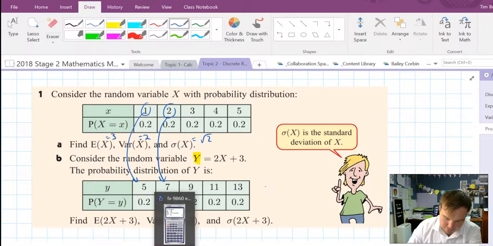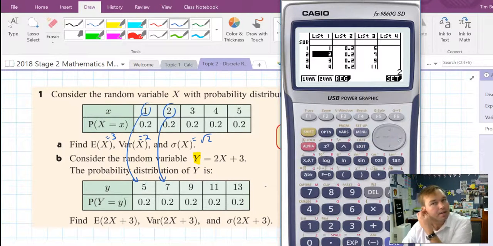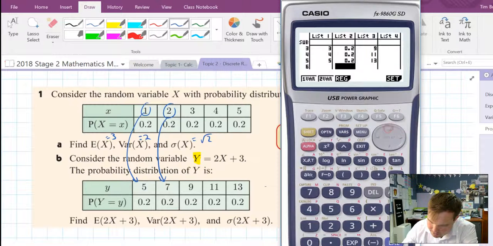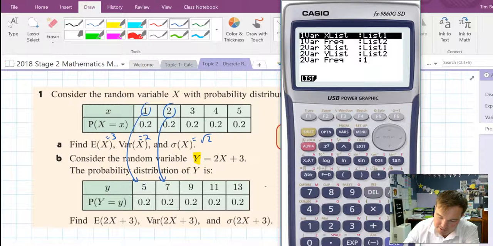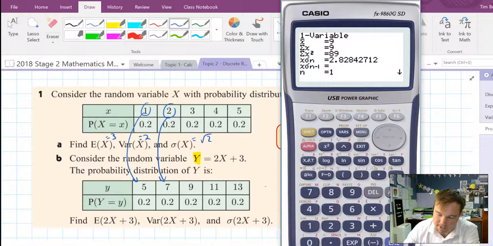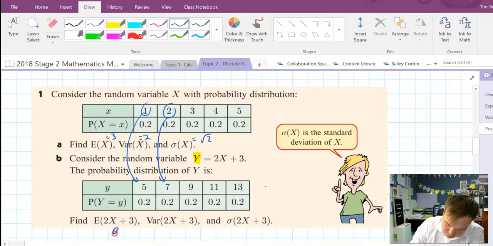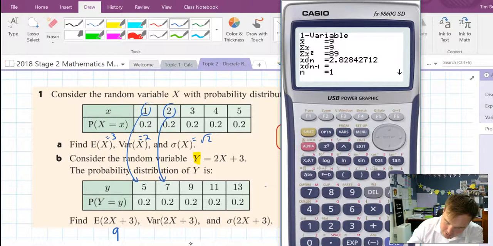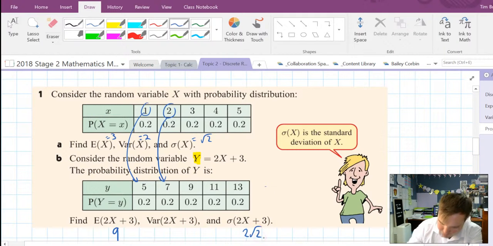Rather than doing this by hand, we can enter it on the calculator. Note how I have the other outcomes here: 5, 7, 9, 11. Rather than writing over list 1, what I can do is write in list 3 and change the settings, change the X bar list from list 1 to list 3. And then recalculate. And here, the expected value is 9. And the standard deviation is 2 root 2.